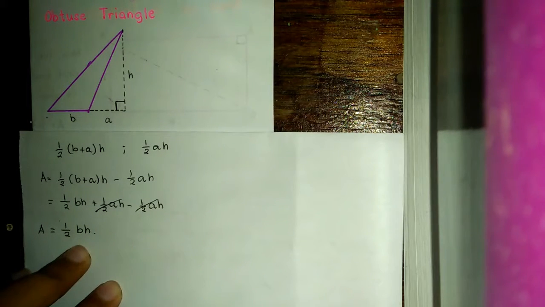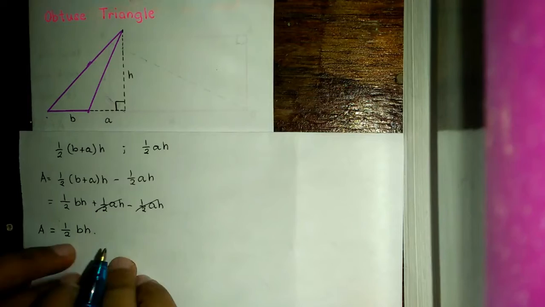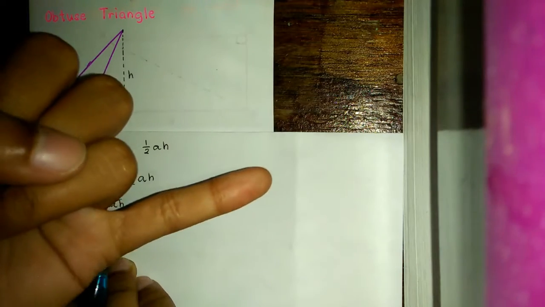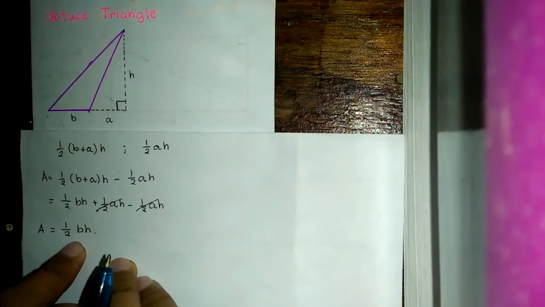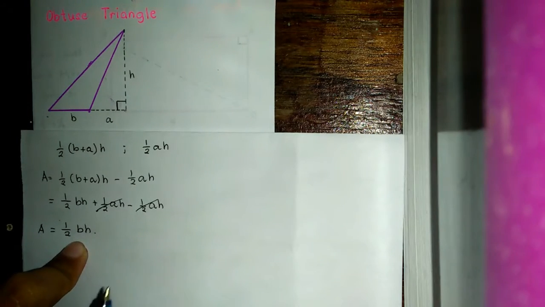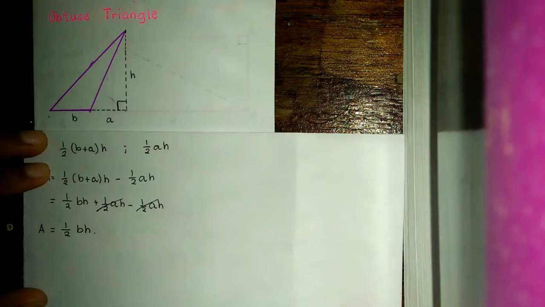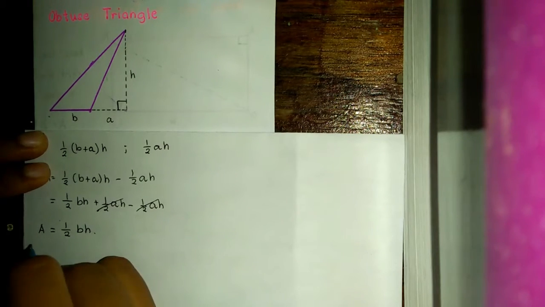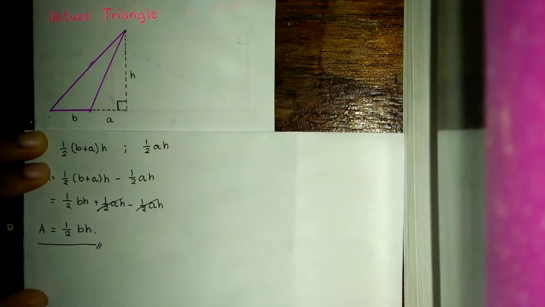Now we have observed that the area of a right triangle, the acute triangle, and the obtuse triangle are just equal. So we conclude that the area of any triangle is 1/2 base times height.